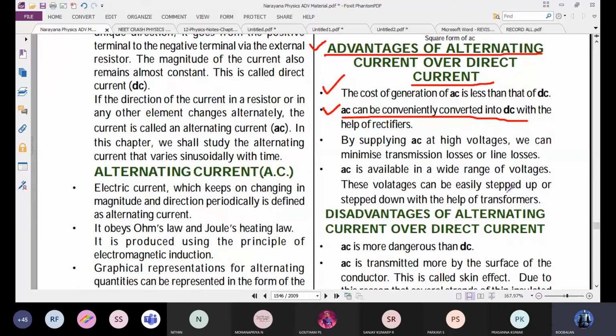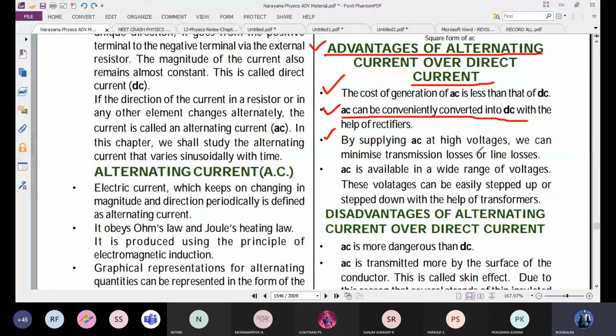And by applying AC, we can reduce the transmission losses and the line losses. Transmission means from one area to another area. Now we are getting power from the main power source to our home, so there are some power losses. So we can avoid them by using the AC source. Third point.